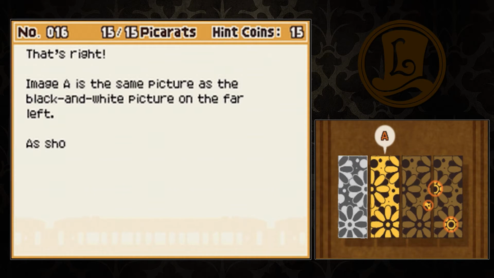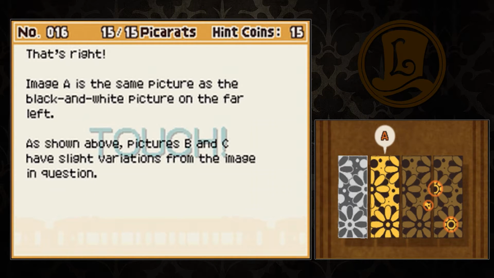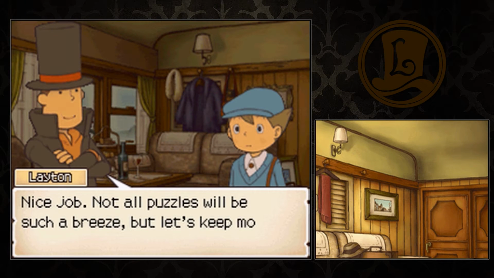Layton's apprentice strikes again. That's right, image A is the same picture as the black and white picture on the far left. As shown above, pictures B and C have slight variations from the same image in question. Nice job! Not all puzzles will be such a breeze, but let's keep moving for now.